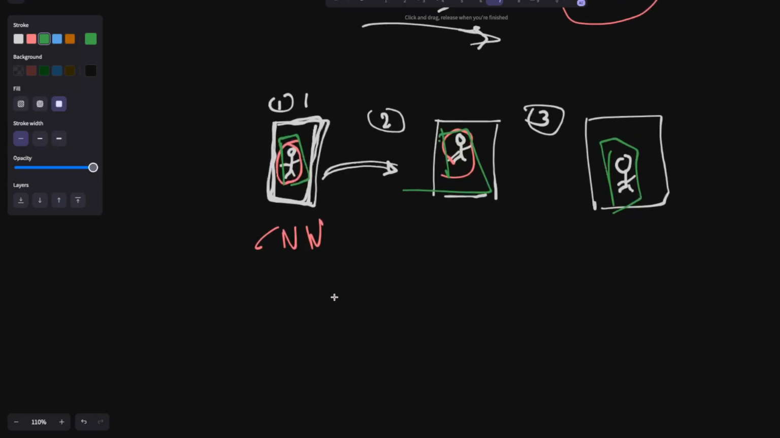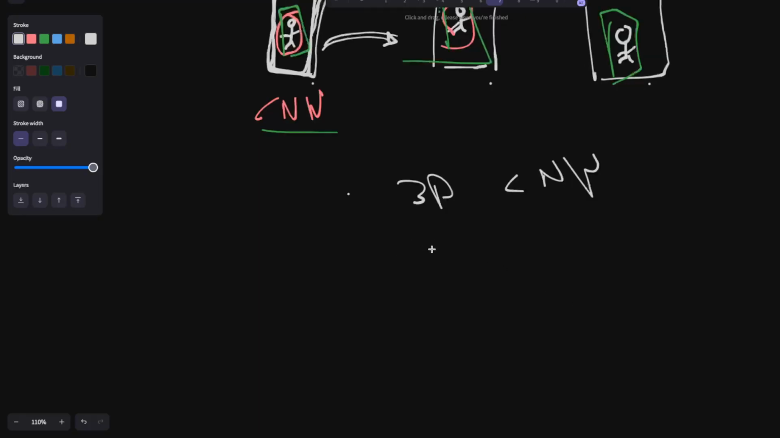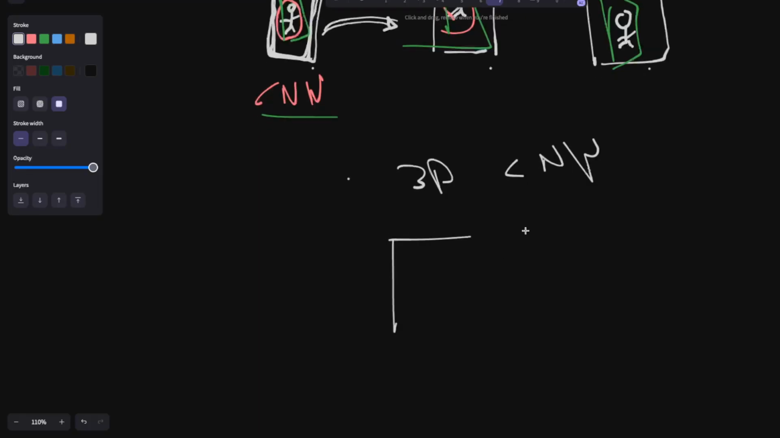But is it the same CNN? Not necessarily, because now we're dealing with 3D images. These are 2D images, but there's something called a 3D CNN. A quick overview would be, this would be a CNN.